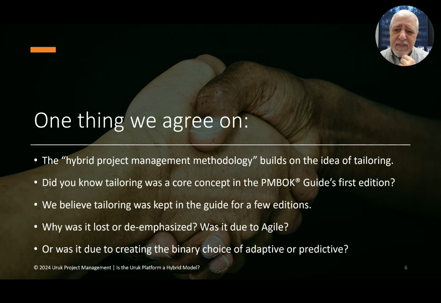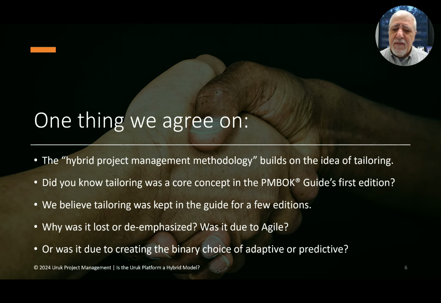For a few editions, for example, the PMBOK Guide did not even talk about the idea of a stage gate. And then I think they brought it back in the 6th edition. So there are so many ideas that were there in the first edition, that were lost or de-emphasized. So why was it de-emphasized? Was it due to agile? I need to ask those questions, and I have my opinion, but I don't know. Obviously I'm not sitting in the offices of the people who are writing these guides, so I don't know what they were thinking, but I know the result. I can observe from the result.